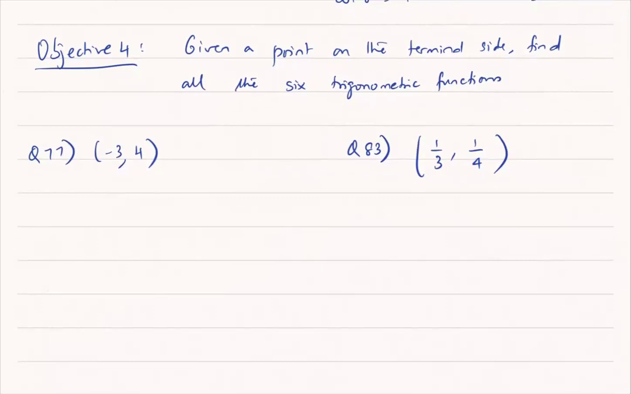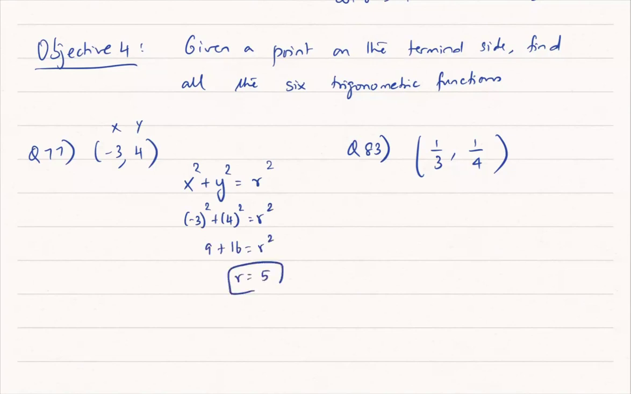Then objective 4, given a point on the terminal side, find all the 6 trig functions. Now here it has not been mentioned that it is the unit circle. When it is not explicitly mentioned that it is a unit circle, please do not assume that it is. So then the relationship that you have to use is x squared plus y squared is r squared. This is your x, this is your y. So you have to find r. So you solve this and then you find that r is equal to 5. Okay. So r is equal to 5.